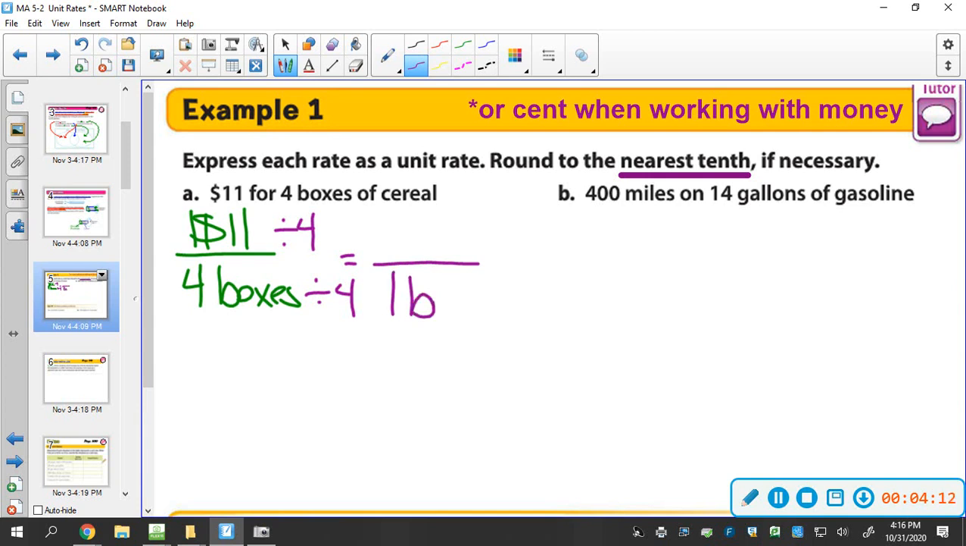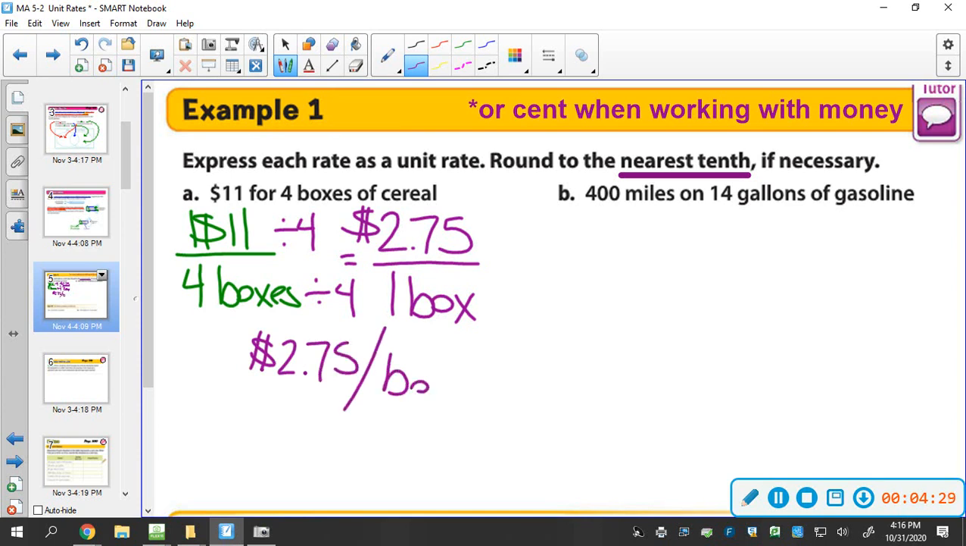So I know that's 1 box on the bottom. And this is one you'd probably want to use your calculator for. 11 divided by 4 gives me $2.75. So I would know it's $2.75 per box. When we say per today, with writing our unit rate, you can just use a slash like I did.